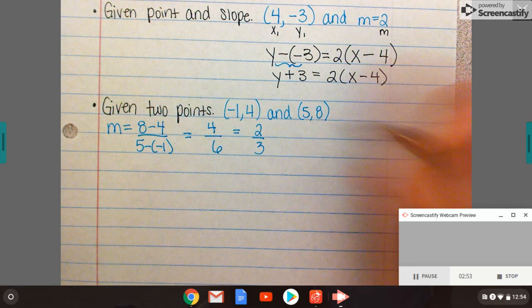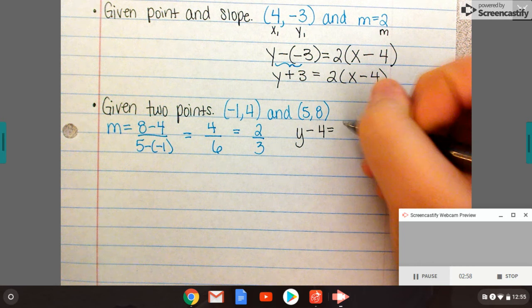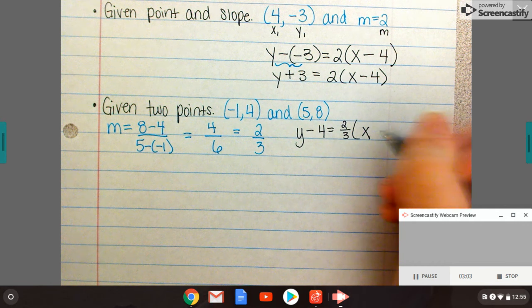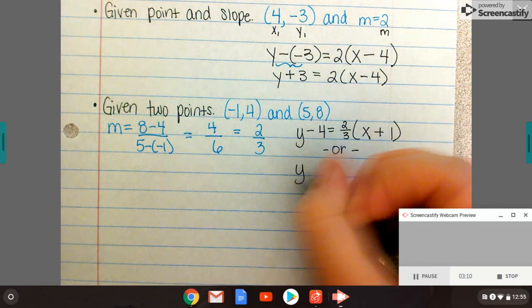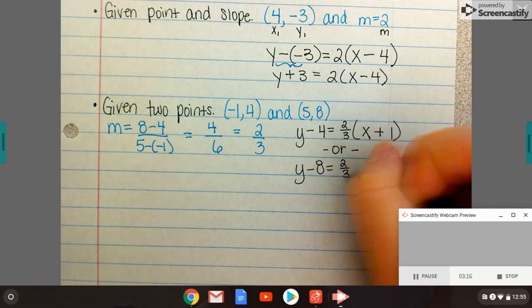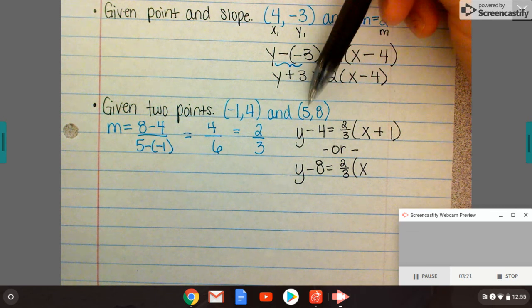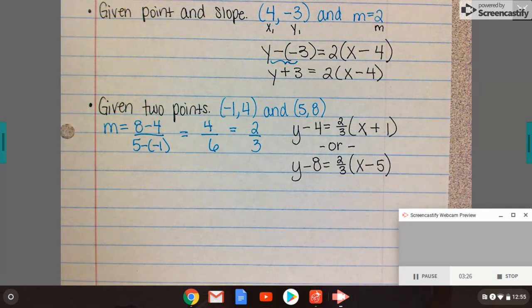If I used my first one, I could use y minus y1, which is 4, equals m, 2/3, times the quantity x minus x1. So x minus negative 1, that'll turn into x plus 1. Or if you use the other point, I could have had y minus y1, which is 8, equals m, 2/3, times the quantity x minus x1, which x1 was 5, so x minus 5. So either of these is okay depending on which point you picked, and it doesn't matter. Let's do one more of those kind.